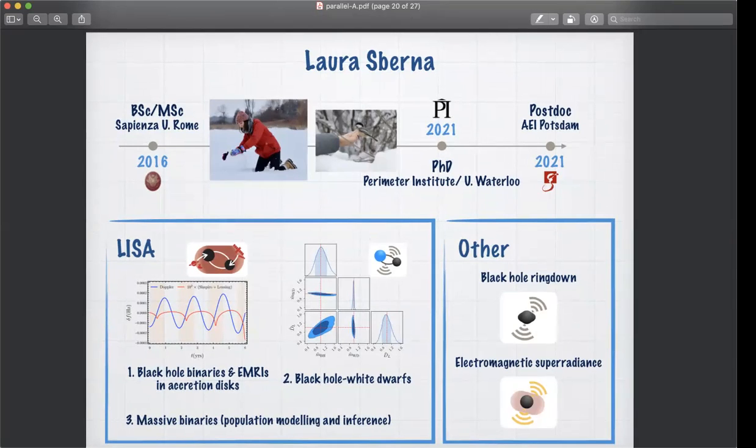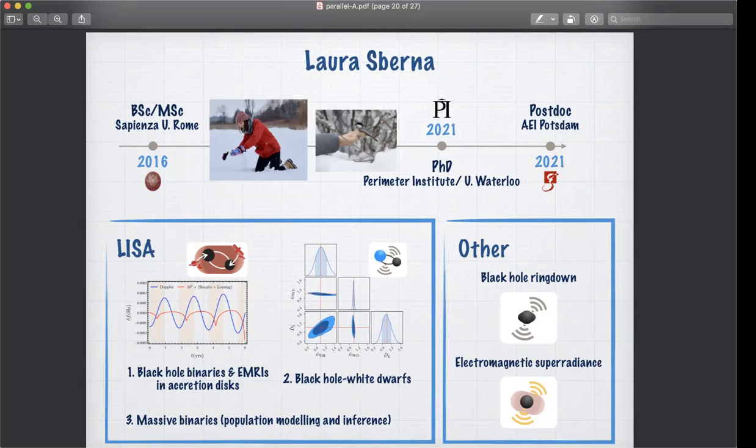Thank you. So yeah, I'm Laura. I'm currently a postdoc at the Albert Einstein Institute in Germany, but just a few months ago, I defended my PhD in Canada at Perimeter Institute and the University of Waterloo. So I did most of my research in Canada in the past 4.5 years, as you can see from the photos. And my LISA research is at the intersection of gravitational theory and astrophysics.